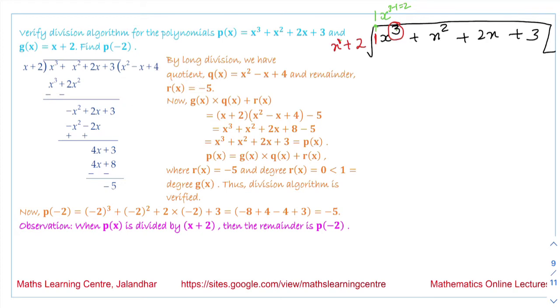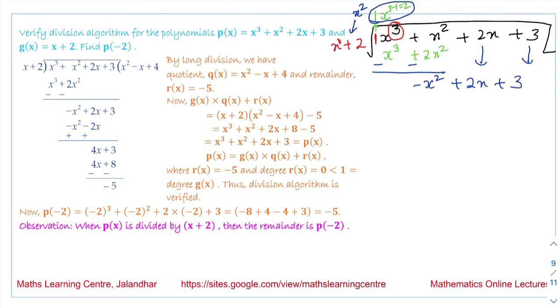When you multiply it with x square, you will get x cube plus 2x square. This term, we are saying, is basically the term x square. When you multiply this with x square, you will get this value, and on subtracting these values you will get minus of x square. These two terms will come over here, plus 2x plus 3.